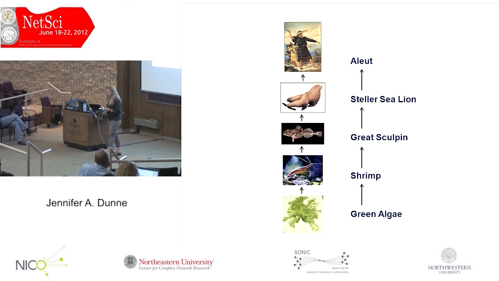This is just an example food chain from the food web for this system. For the intertidal food web, green algae at the bottom, shrimp, great sculpin, a type of fish, is eaten by Steller sea lion and then is eaten by Aleut. Of course, you can already start to fill in additional arrows here. The Aleut also ate the great sculpin. They also ate shrimp, and they also gathered and ate green algae.